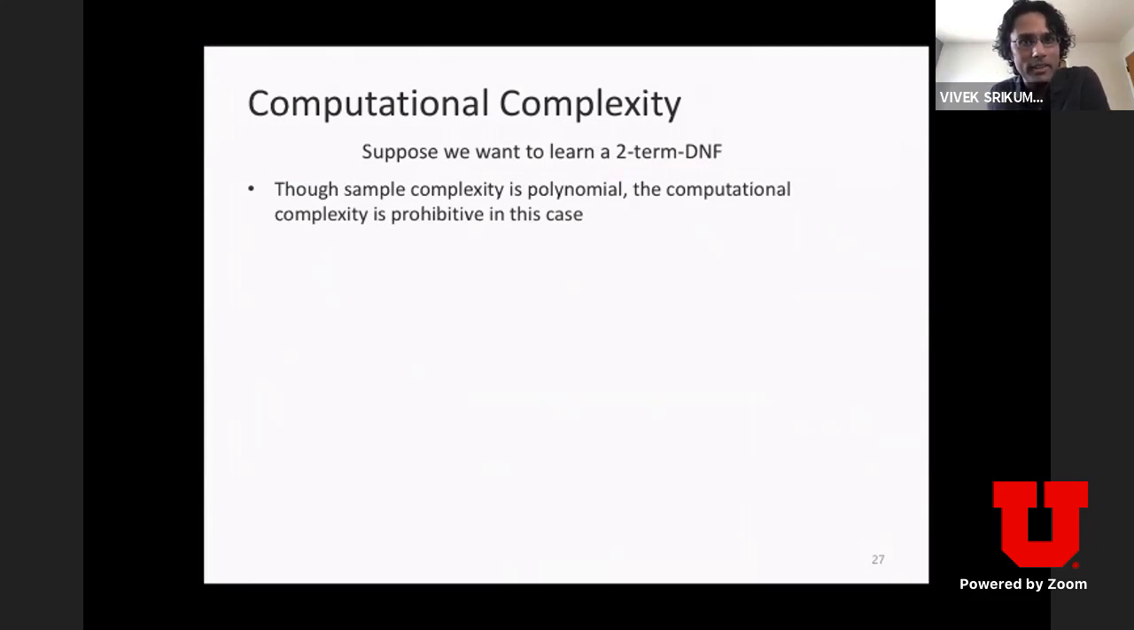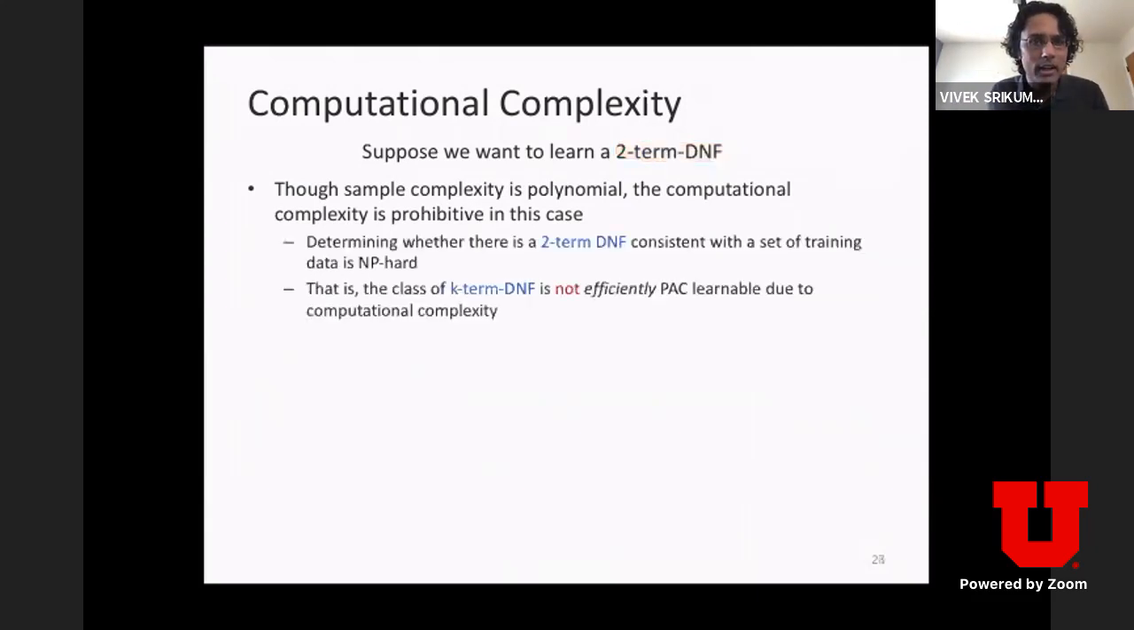Unfortunately, there's a counterintuitive result here. Even though the sample complexity is polynomial for this set, the computational complexity is not. What that means is that a polynomial number of examples can help us uniquely identify a 2-term DNF that has low error with high probability, but finding that function is computationally intractable. This is one of those weird results. Effectively, determining whether there is a 2-term DNF that's consistent with the training data is NP hard.